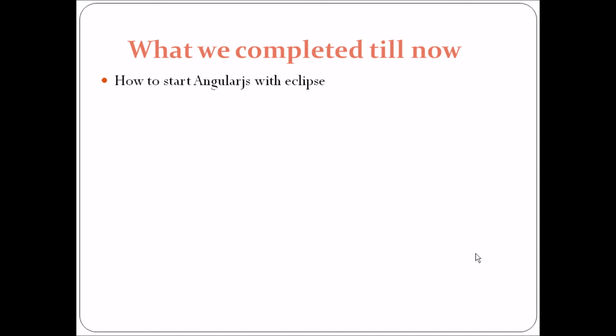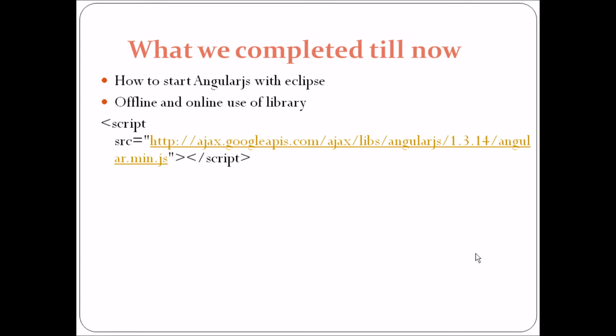So we learned how to configure AngularJS with Eclipse. Then we saw how to add the library in your Eclipse. One is the online way and the other is offline. For offline, you have to add the angular.min.js file in your lib folder and then you have to give the path.